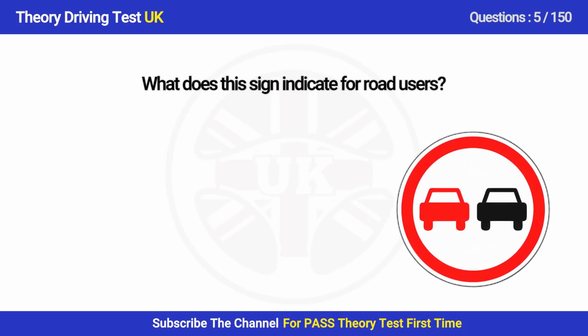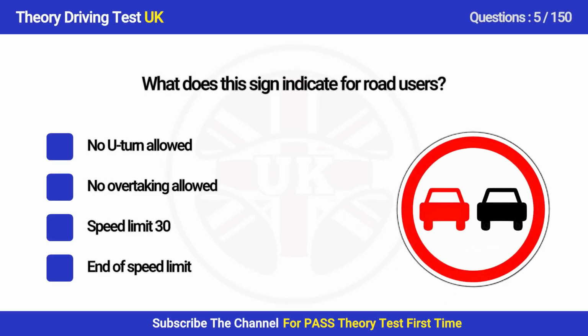Question 5. What does this sign indicate for road users? A. No U-turn allowed. B. No overtaking allowed. C. Speed limit 30. D. End of speed limit.